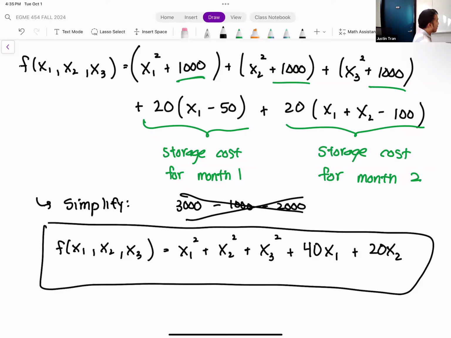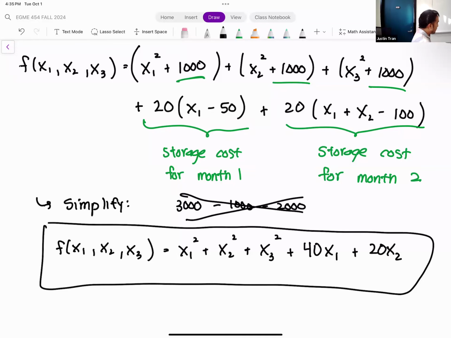Nice and clean. You don't have to simplify it, of course. You can just work with the original objective function. Sometimes that's helpful, just because then it's a little bit easier to see, when you take derivatives, which terms are associated with which. But a lot of times, it's better to simplify just to make your life easier when you're taking derivatives. Okay. Any questions on the objective function?